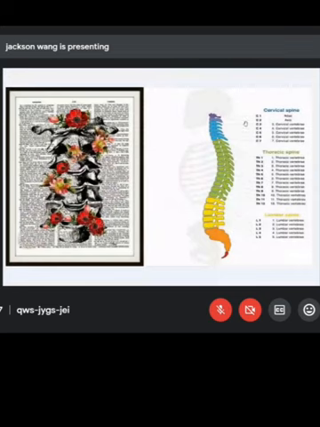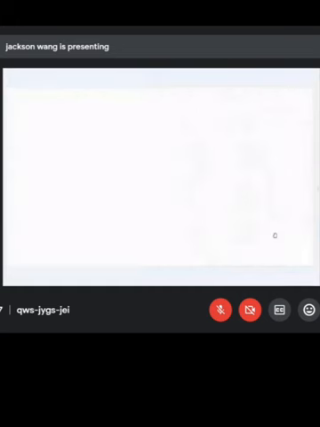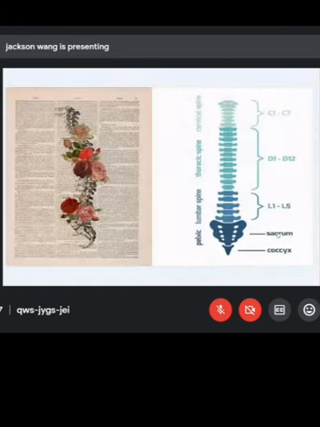Cervical spine, we have 7 cervical spine, and 12 thoracic spine, 5 lumbar spine, 6 sacrum and coccyx.